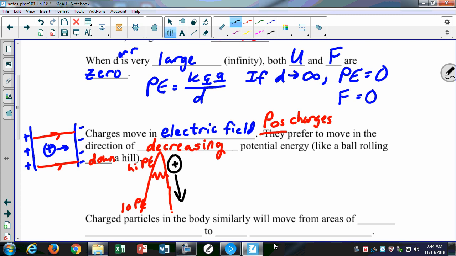So I'm moving from high potential energy to low potential energy. Now if I have a negative charge, like think about these plates, a negative charge is going to move from the negative side to the positive side.